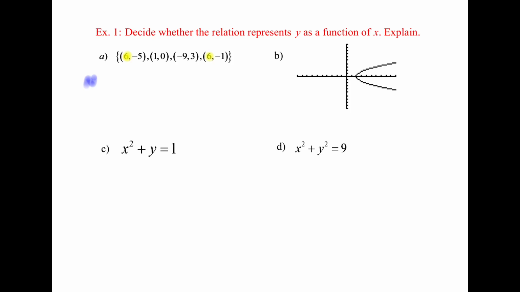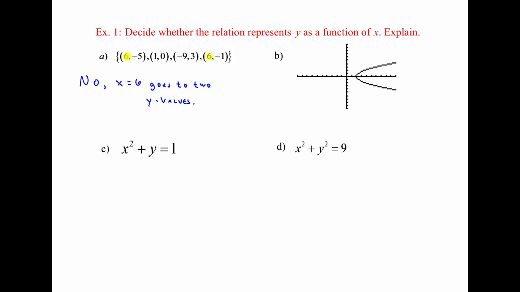Oh, that didn't work the way I wanted to. Let's change that. So this is not a function, so no. Decide whether the relation represents y as a function of x. And then the explanation is, at x equals 6, it is mapped or goes to two y values. And there you go. Just make sure you explain, it doesn't have to be exactly that, but something about x being mapped to two different y values as to why it's not a function.